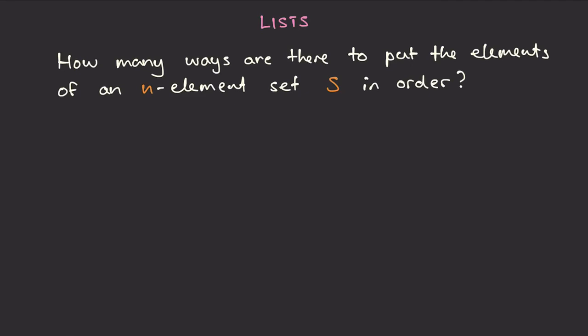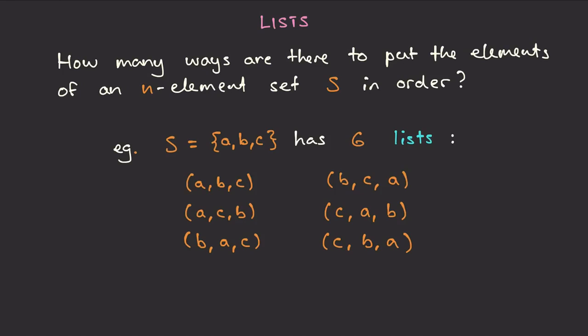A 3-element set S, such as the set {A, B, C}, will have 6 ways of putting them into order. We'll call them lists. Here are the 6 ways. We could take ABC, ACB, BAC, BCA, CAB, or CBA. Just like when we counted subsets, we can view constructing a list like this as making a sequence of choices. Here, I had 3 choices for the first element of the list, then I had 2 remaining choices for the second element of the list, and 1 remaining choice for the third element of the list.